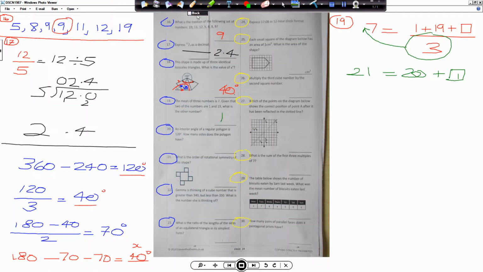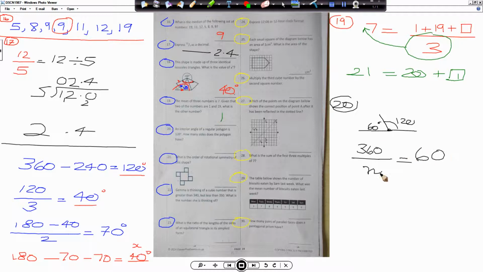Question number 20. Okay, an interior angle of a regular polygon is 120 degrees. How many sides does the polygon have? An interior angle of a regular polygon is 120. So, in a sense, what we're doing is this. This angle of this shape, I haven't drawn the rest of the shape, this angle is 120. If that's 120, what's the outside one going to be? Outside angle is going to be 60, isn't it? And we have a rule that says 360 degrees divided by the number of sides will give you the external angle, which is 60. So what do we divide 360 by to give us 60?